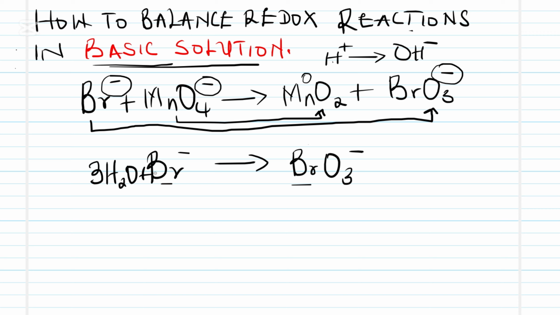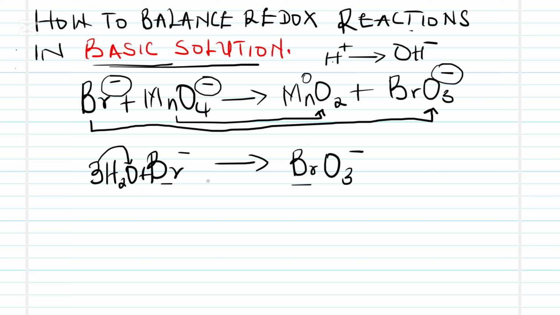you're going to have 3 times 1 oxygen, which will give you a 3. This means that we now have 3 atoms of oxygen on the left and 3 on the right. Okay, so that's how to balance the oxygen atoms. You must always add H2O to balance the oxygen atoms, right?